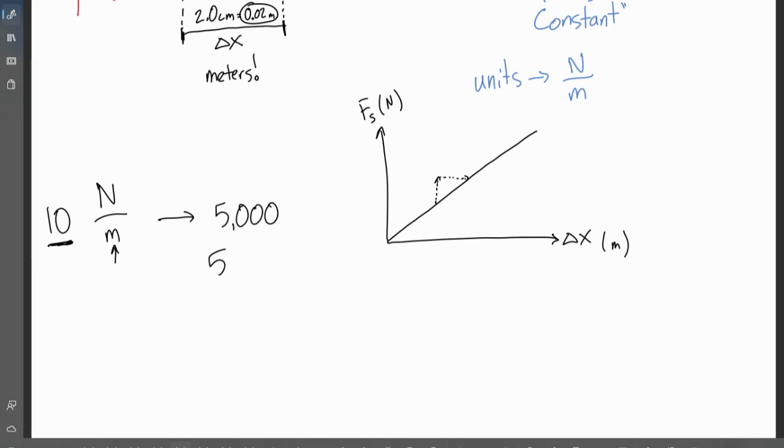5,000, maybe even 50,000 newtons per meter, because you have to pull with so many newtons to stretch the spring out by 1 meter. That's what these units mean: you pull with 50,000 newtons to stretch the spring 1 meter. Or on a slinky, maybe you pull 10 newtons to stretch it out 1 meter. That's what that number means.